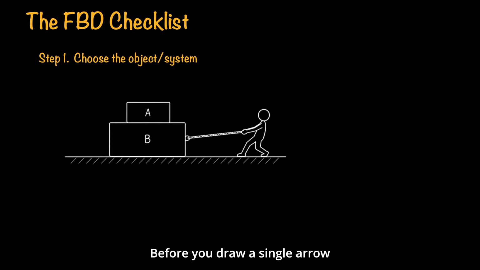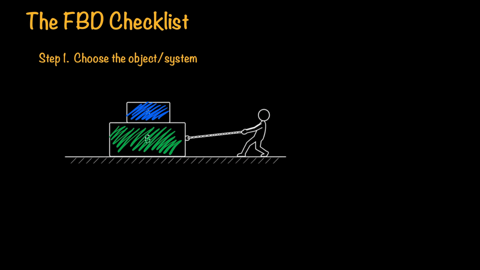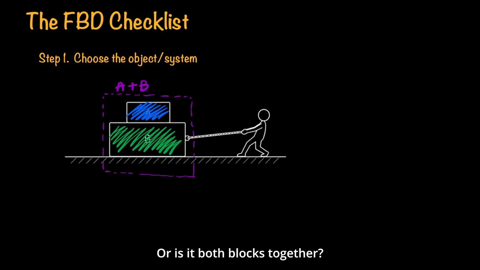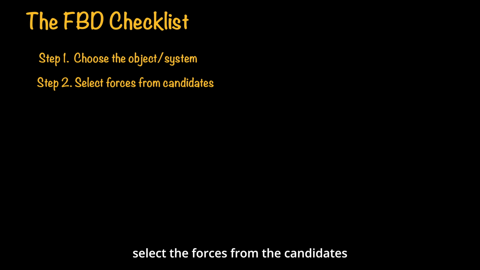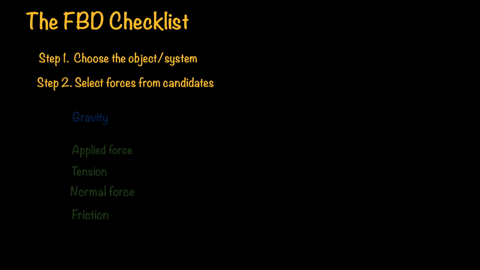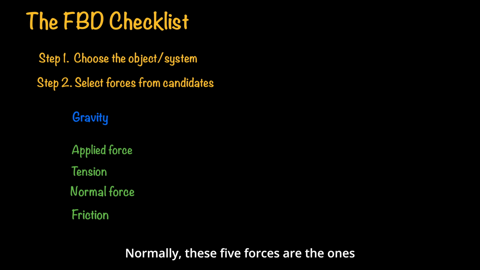Before you draw a single arrow, decide what the system is. Is it block A? Is it block B? Or is it both blocks together? Once we have identified which object to work on, the next step is to select the forces from the candidates. Normally, these 5 forces are the ones you will use most often in high school dynamics. The gravity, applied force, the tension, normal force, and friction.